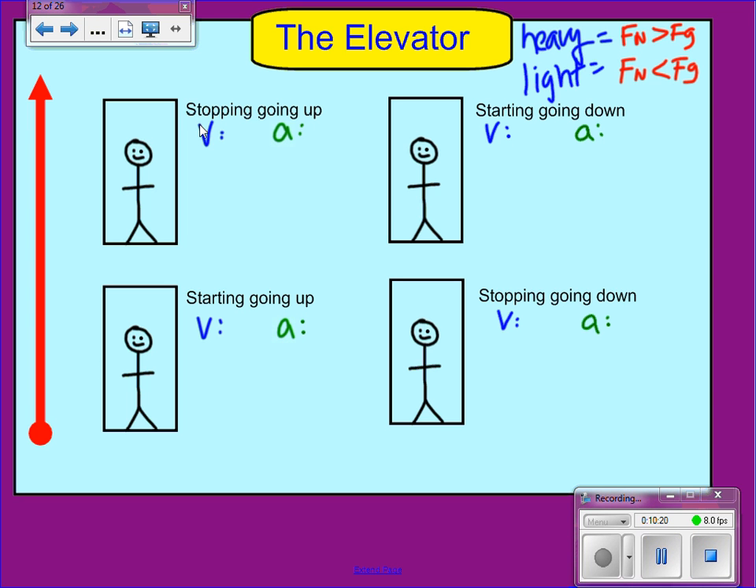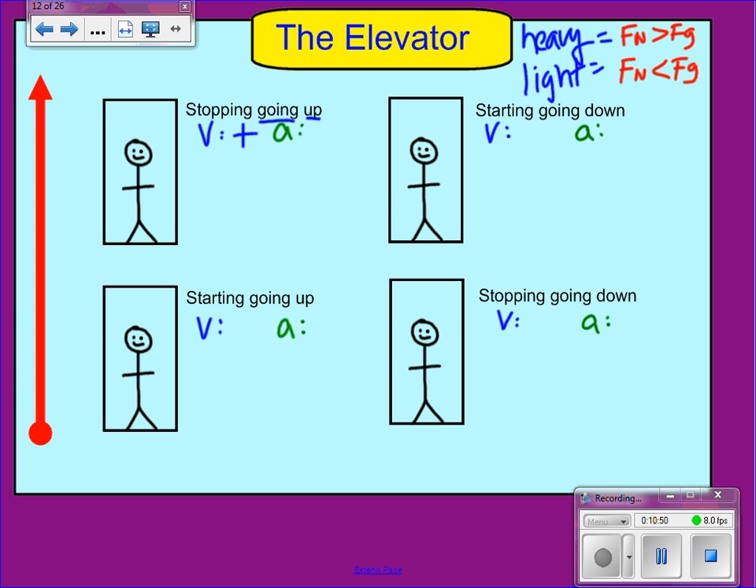Okay, so let's go through each of these situations and look at the sign of our velocity. And remember, vectors that are pointing up are positive, vectors that are pointing down are negative, according to the red arrow on the left. We're just going to focus on velocity. For the first one, stopping going up. Now, what does stopping have to do with anything? It's acceleration, right? So I don't care about stopping right now. All I want to know is which direction am I going? I'm going up. So if I'm going up and up is positive, then my velocity is positive.